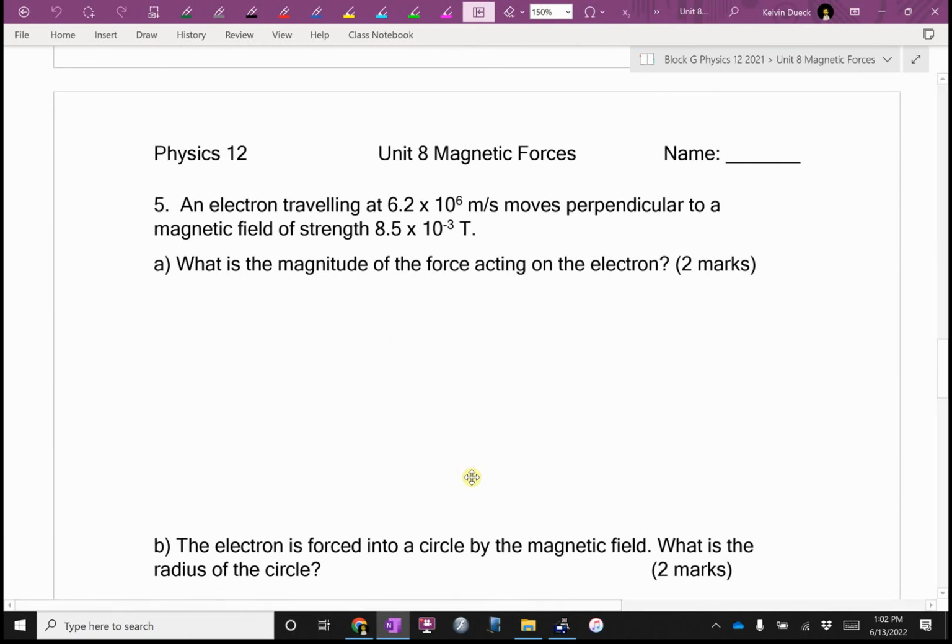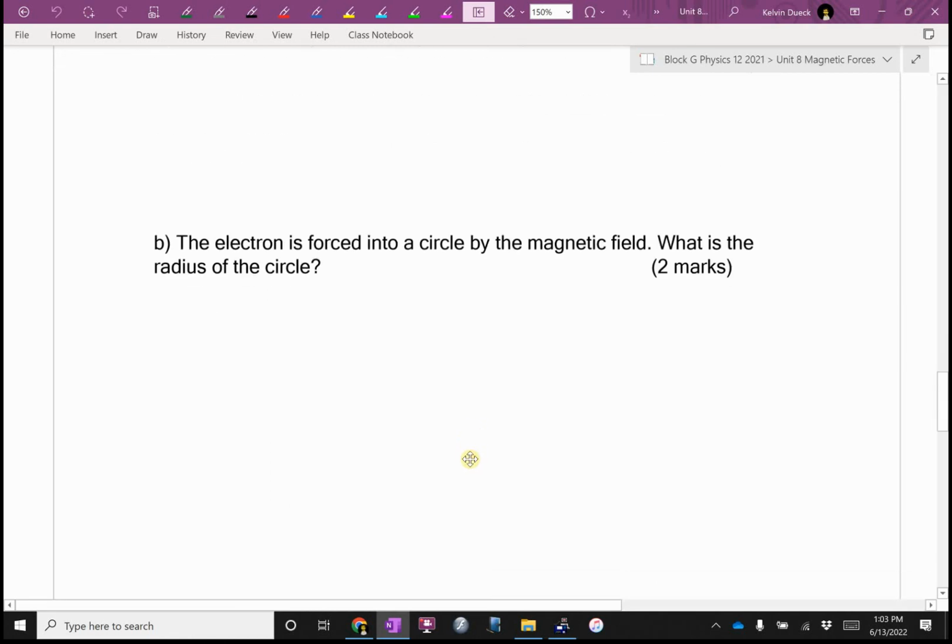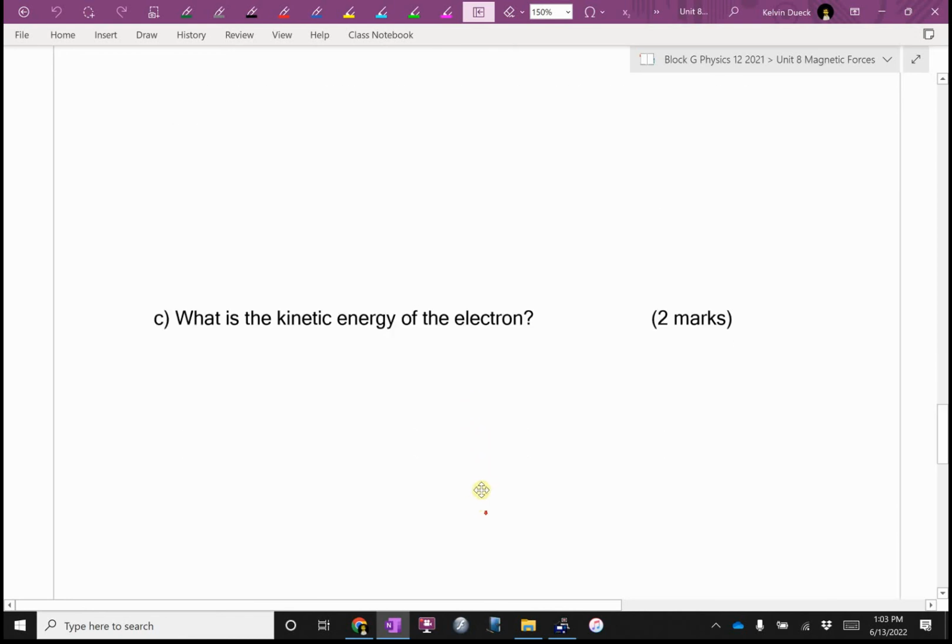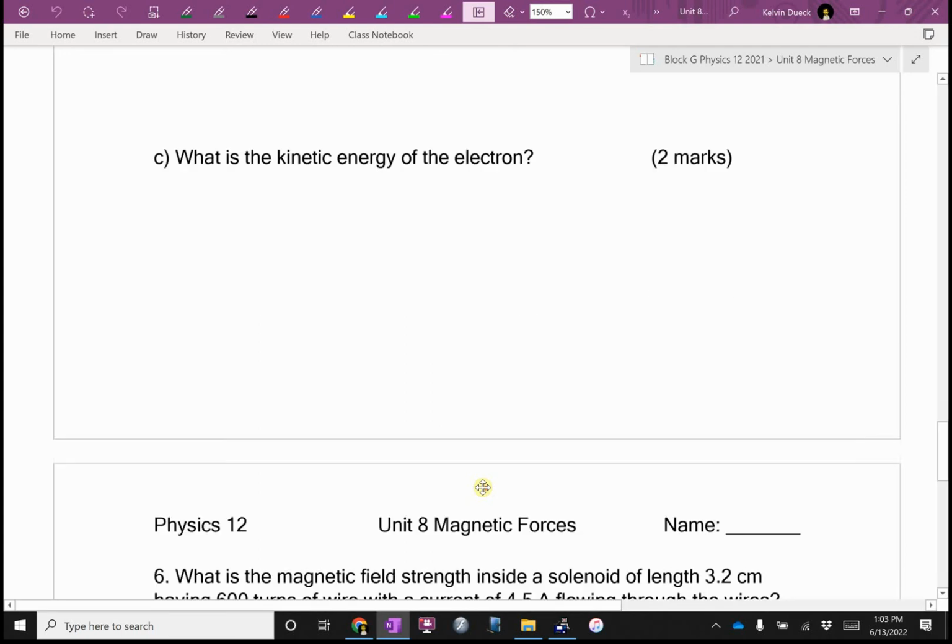Number 5, an electron, traveling at 6.2 times 10 to the 6 meters per second, moves perpendicular to a magnetic field of strength 8.5 times 10 to the negative 3 teslas. What's the magnitude of the force? And then it's pushed into a circle. What's the radius of the circle? Oh, and just for giggles, part C, what's the kinetic energy of the electron? Just doing a bit of review.